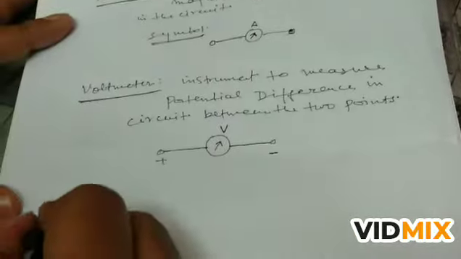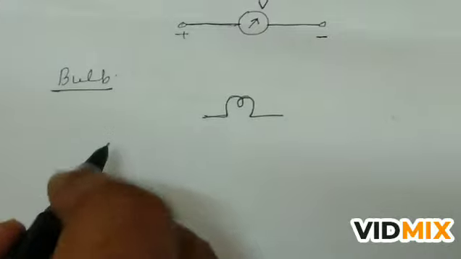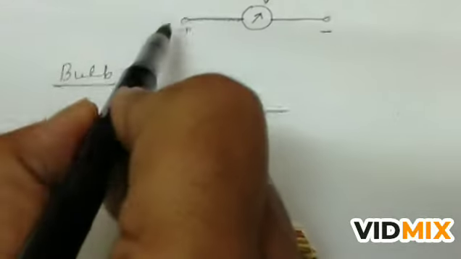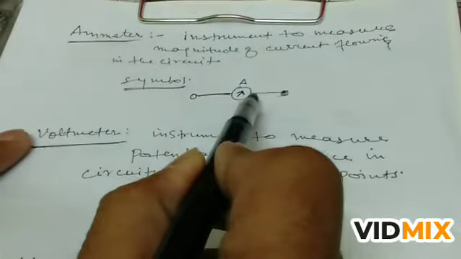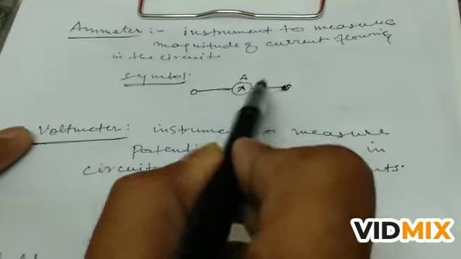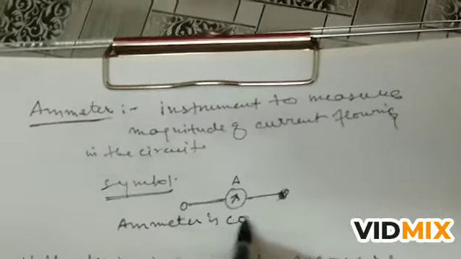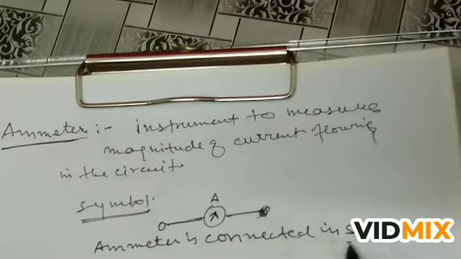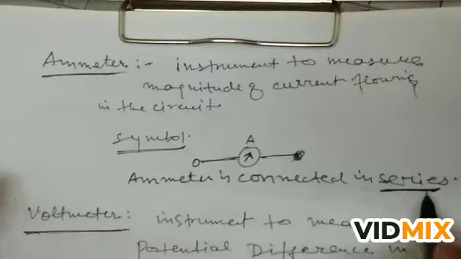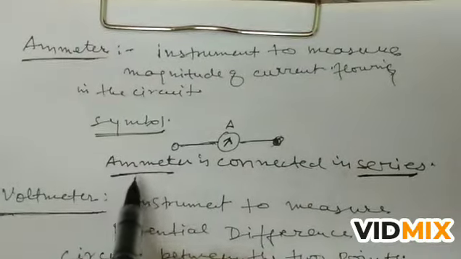Now these are the symbols you can find in your NCERT book, and an important question about ammeter and voltmeter, asked so many times, is how we connect the ammeter and voltmeter in the circuit. In the circuit, ammeter is connected in series. What the term series means, you will learn in the coming videos, but what is important is how it is connected. A 1 mark question asked so many times.